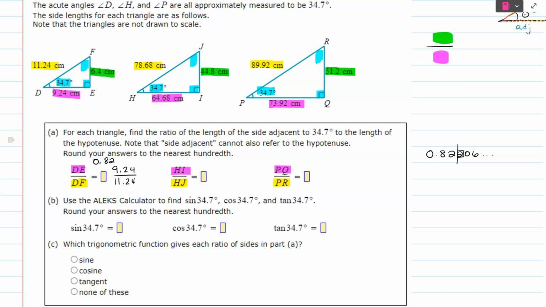Now let's just try it with the next one. HI over HJ. HI is 64.68 and HJ is 78.68. And so now we're going to take the ratio of those two numbers.